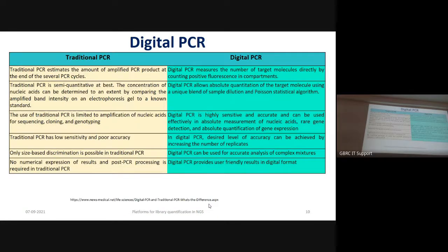These are the comparisons of traditional versus digital PCR. That is, it measures the number of target molecules directly by counting the positive fluorescence wells or partitions. And digital PCR allows the absolute quantification of the target molecule using a unique blend of sample dilution and Poisson statistics. It is highly sensitive and accurate and can be used effectively in the absolute measurement of nucleic acid or gene detection, copy number detection, etc.